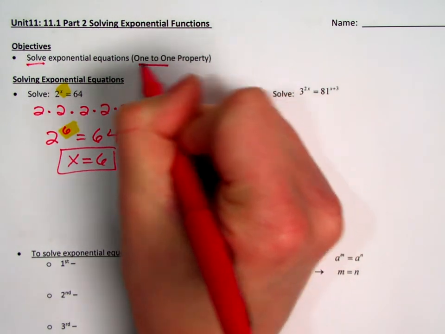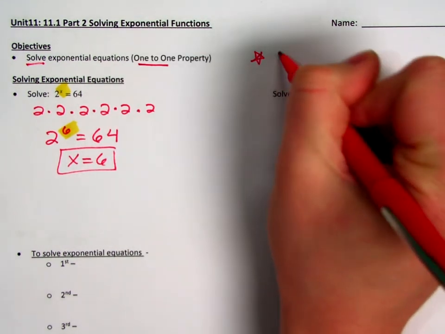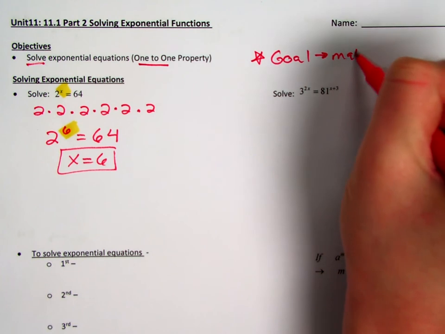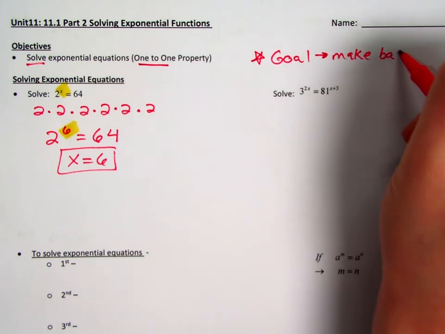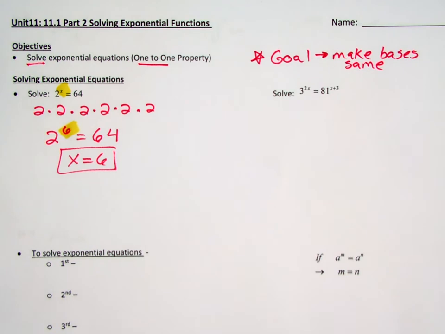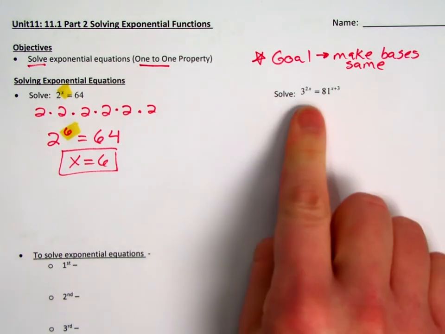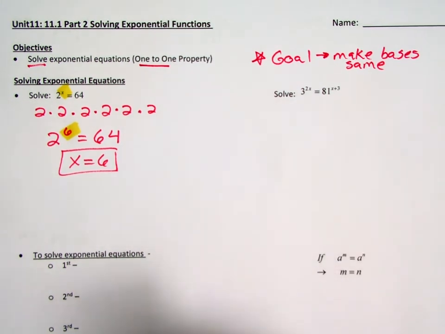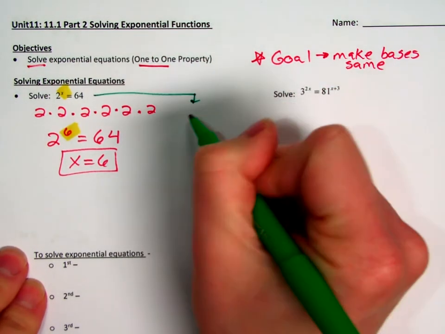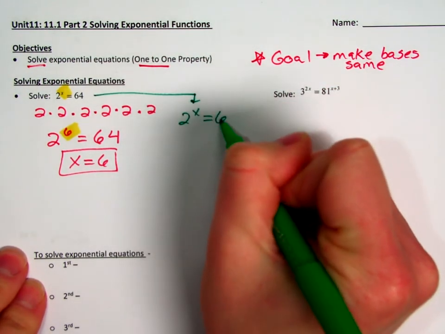So this one-to-one property is the idea that our goal is to make the bases the same. Because if I make the bases the same, it'll be easier to do these types of problems. What I mean by that is this. So let's rethink this more simplistic problem: 2 to the x power equals 64.